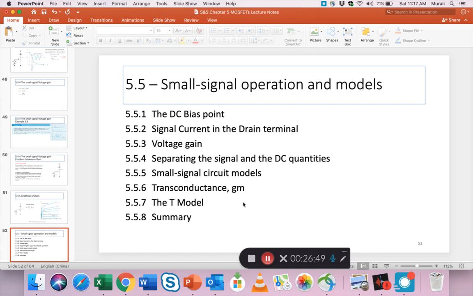But to build the small signal model, you have to study this section of this chapter. So that's what we'll go through. Okay. All right. So I'm on slide 52, and you can see there's about 8 sections here. So let's quickly run through those before we run out of time.